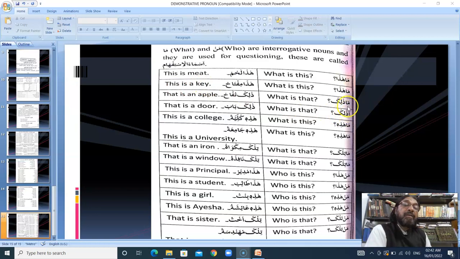Then ma, what? And hamza with fatha, this one, a. A means sometimes what, sometimes is, sometimes do, does. So a zalika, what is that? Zalika babun, that is a door. Ma hazihi, hazihi kulliyatun. Then ma tilka, what is that? Tilka mikwatun, that is an iron.